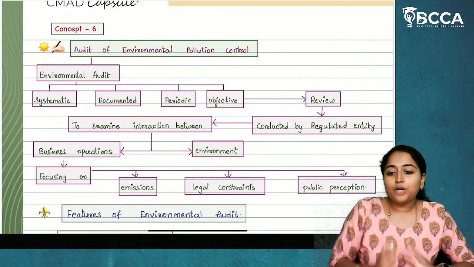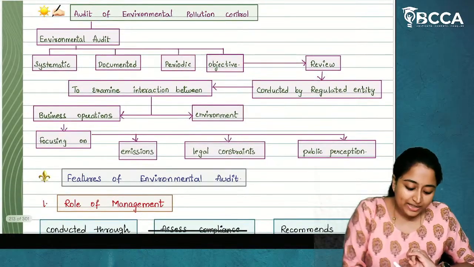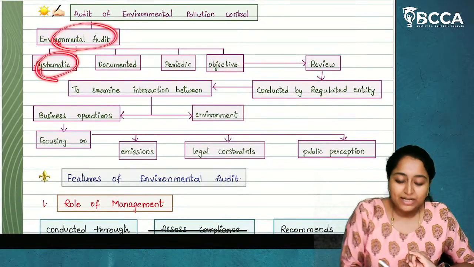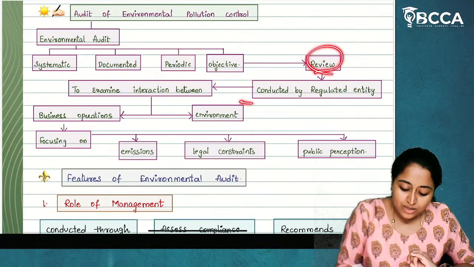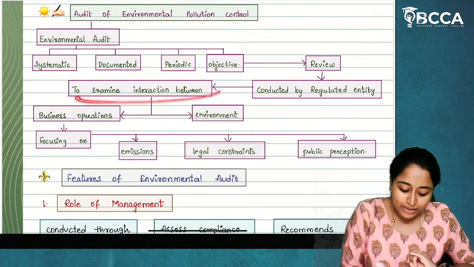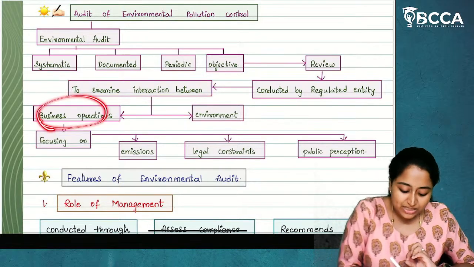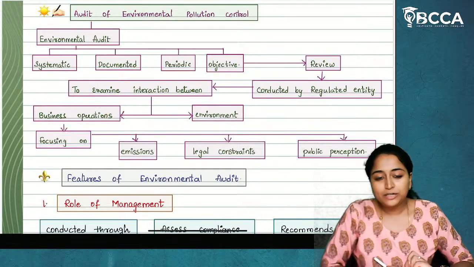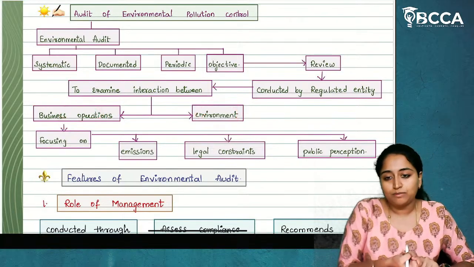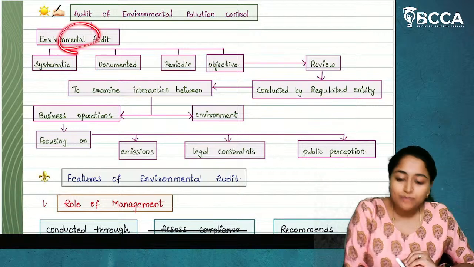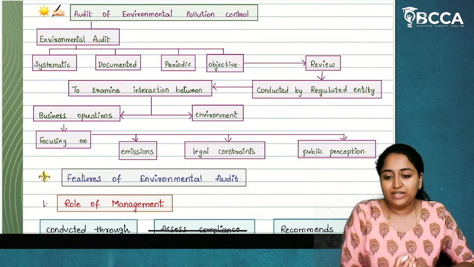Regarding environmental pollution control, an environmental audit is nothing but a systematic, documented, periodic review conducted by a regulated entity to examine the interaction between business operations and the environment. So how is the relationship between business operation and the environment? Now who will conduct this environmental audit? The regulated entity will do it.